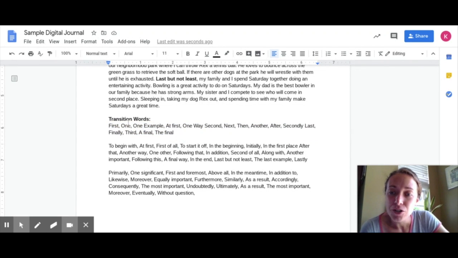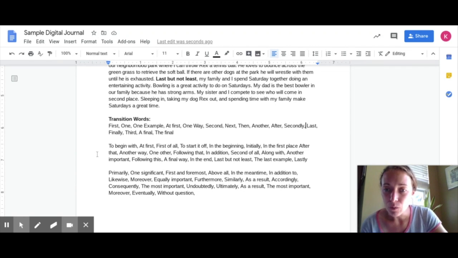We have first, one example, at first, one way, second, next, then, another, after that, secondly, last, finally, third, a final, and the final. Okay, so you've probably heard of some of those words, I'm guessing, and those are pretty basic transition words. When you get to be a little better at writing and you're more comfortable using transition words, you might use this second group here, because this is for more advanced transition word users.